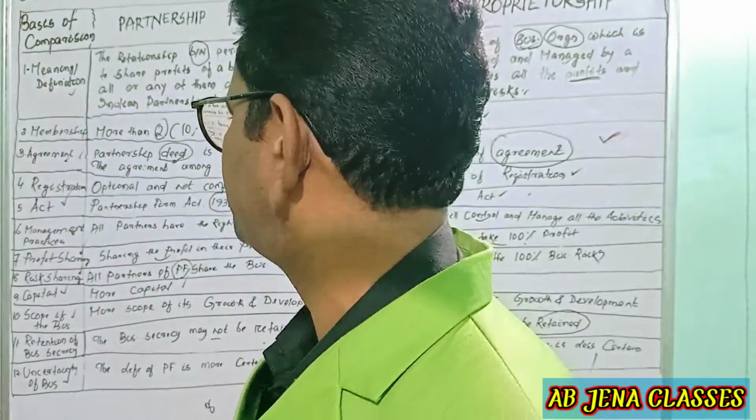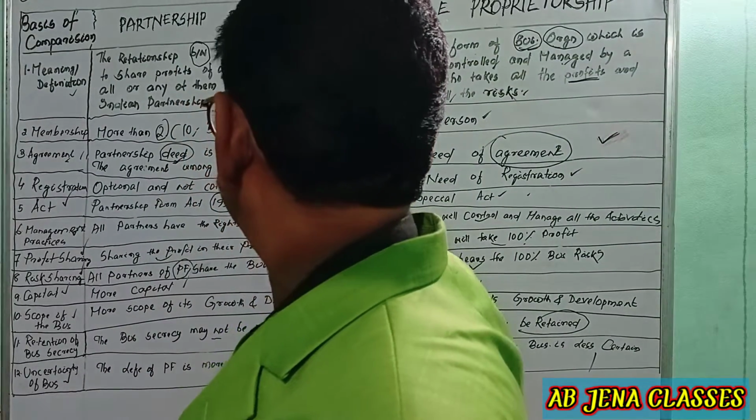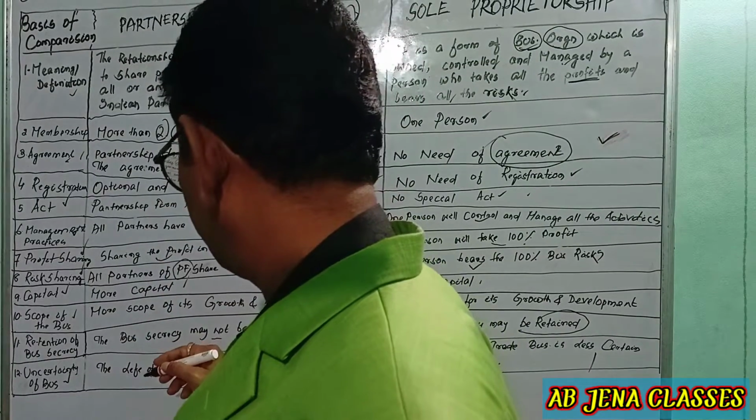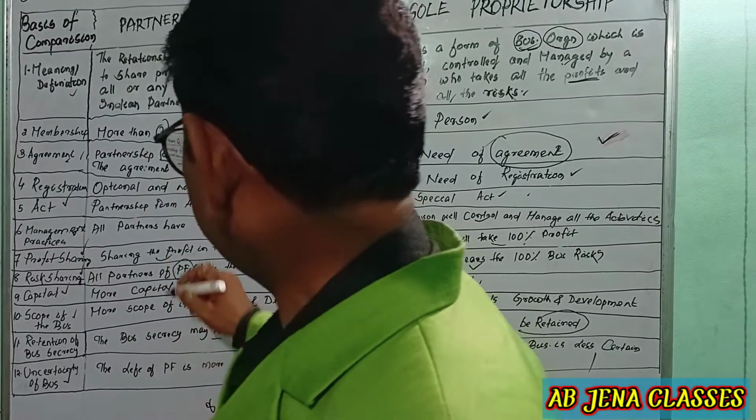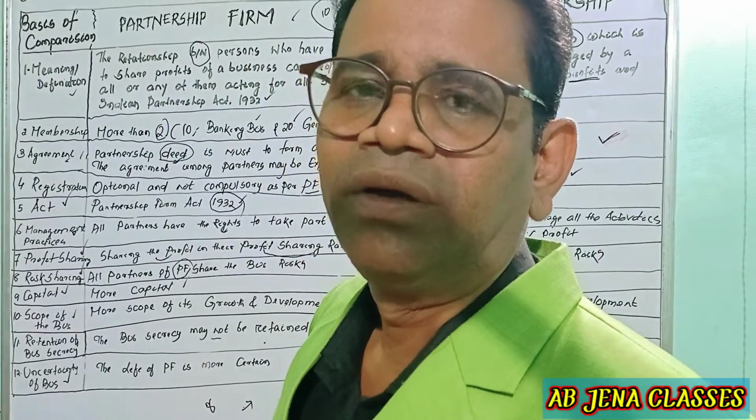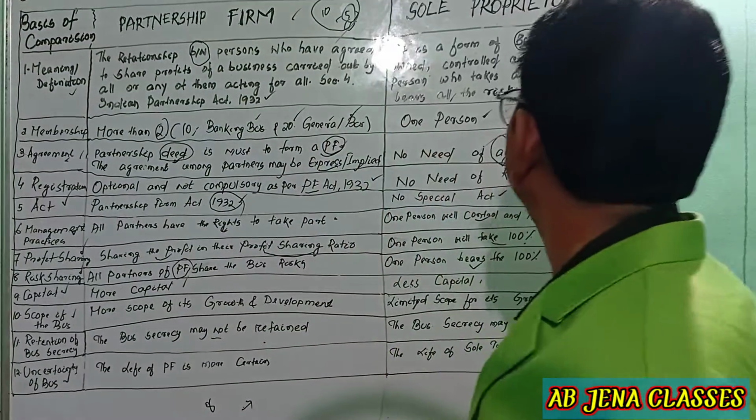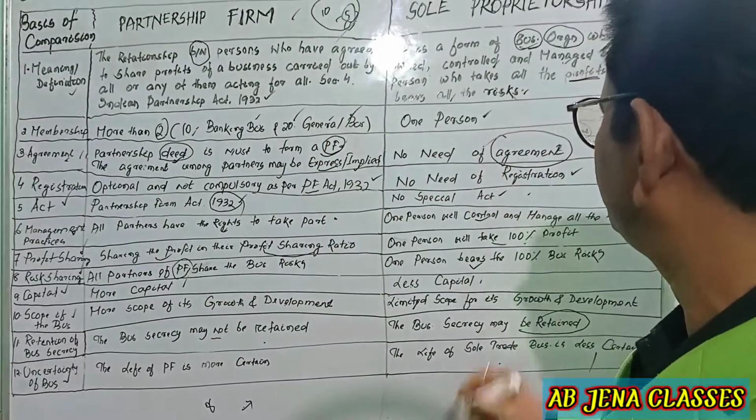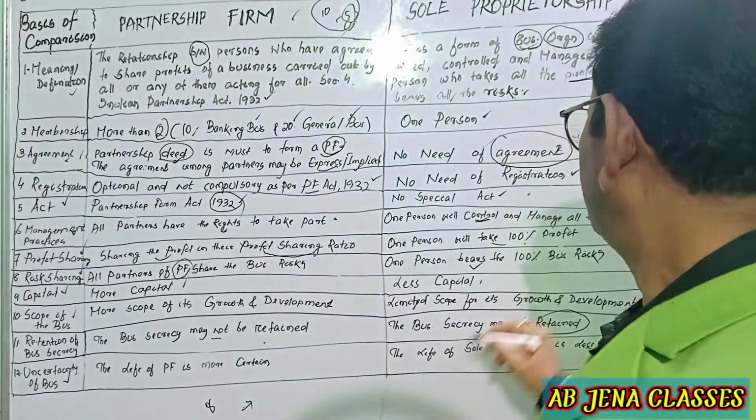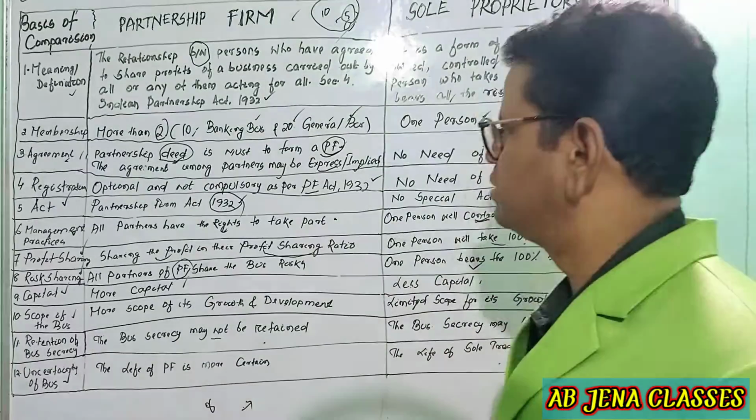In the case of partnership, all the partners, in the case of general, say 20, or in the case of banking business 10, all partners have the right to take part in the entire activities of the partnership. Whereas in a sole proprietorship, only one person will control and manage all the activities of the sole proprietorship.